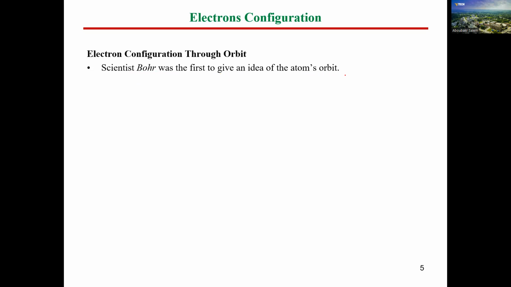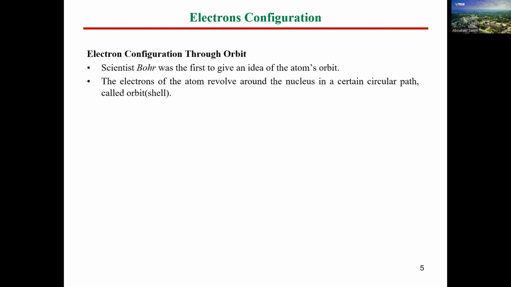The orbit, guys, is the shell that will contain or carry the electrons, or let's say the electrons are going to revolve inside this shell or this orbit. So this is the definition of Bohr. The electrons of the atom revolve around the nucleus in a certain circular path. And this circular path is referred to as an orbit or shell. So this is now the place where the electrons are going to rotate around the nucleus. It's called an orbit or shell.